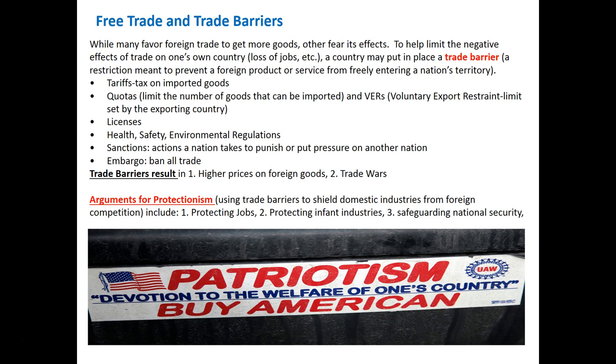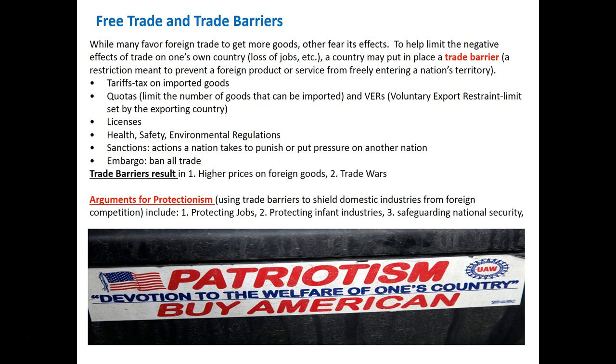VERs, voluntary export restraint. A nation might choose to voluntarily restrain the number of goods that they send into another country, raising the limit, but it may be that it gives them more of an advantage there. Having business licenses, any kind of health, safety, environmental regulations can cause a form of barrier. Sanctions. We might sanction another nation.